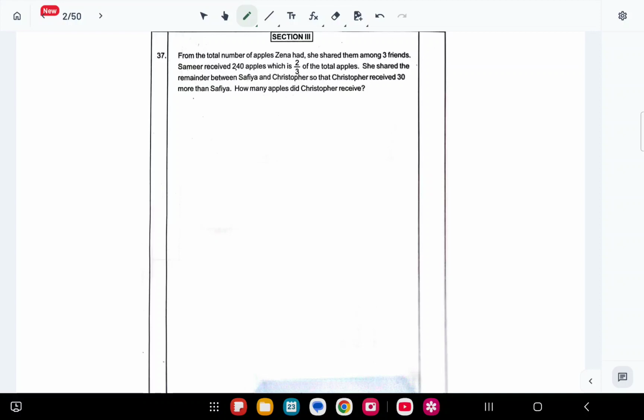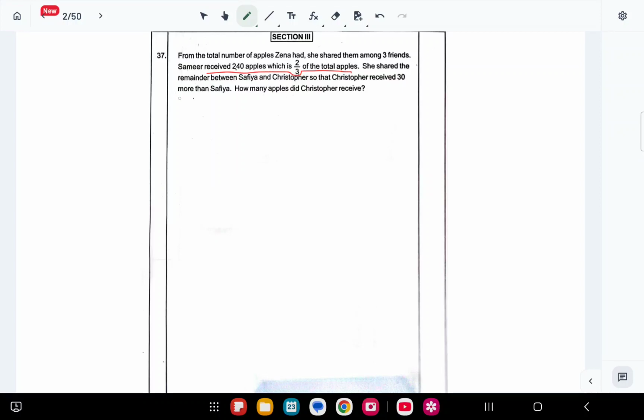So looking at this question here now, we realize part of it is unequal sharing, and then we have to solve for another part. From the beginning they said from the total number of apples that she had, but it did not give us the total. So what we could find out first is the total, because it said Samir received 240 apples, which is 2/3 of the total apples.